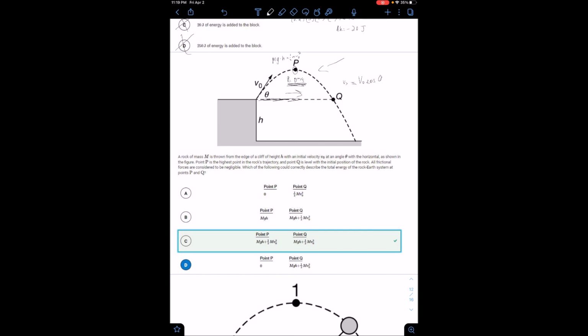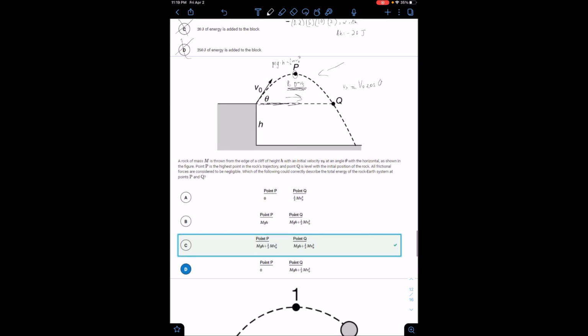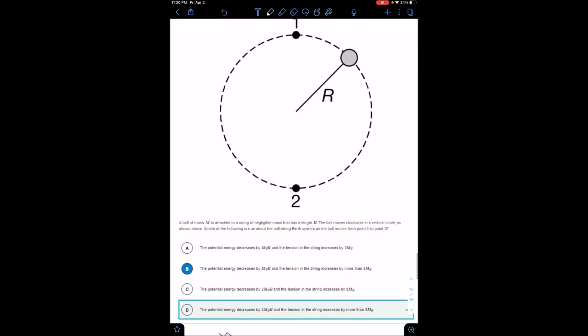Now point Q. Well, point Q is still suspended in air, so we will still have our potential energy here. Plus, it's still falling down with a horizontal and a vertical component, so plus 1/2 mv squared. So the equations for these will be the same, and our answer choice is C.